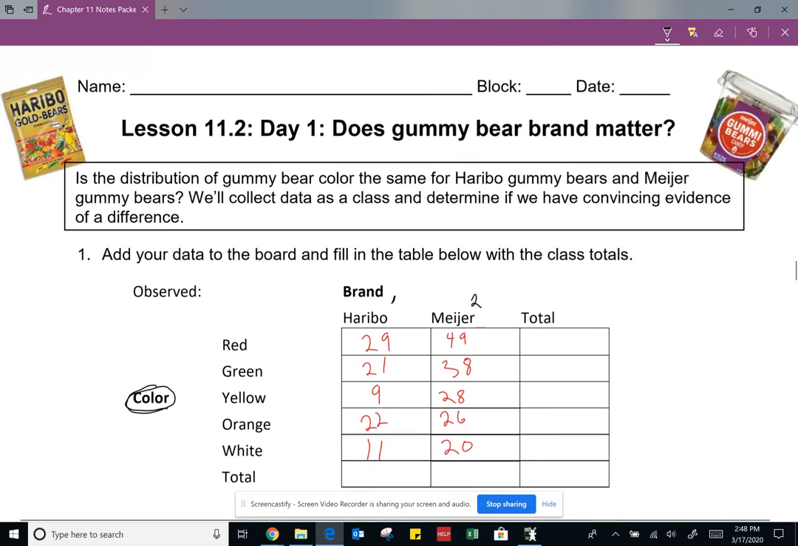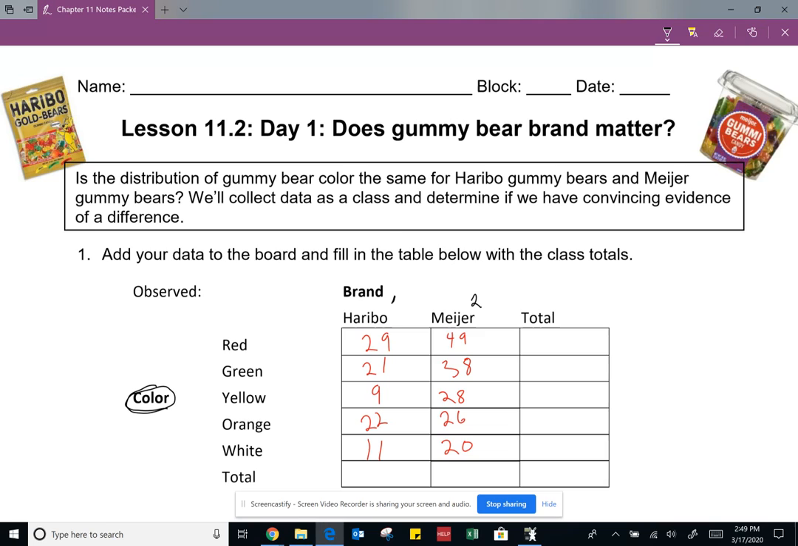So, is the distribution of gummy bear color the same for Haribo gummy bears and Mahir gummy bears? We'll collect data as a class and determine if we have convincing evidence of a difference. So we don't necessarily know what the distribution of Haribo gummy bear colors is, but what we're going to do is just say, are Haribo and Mahir the exact same distribution, or are they different?